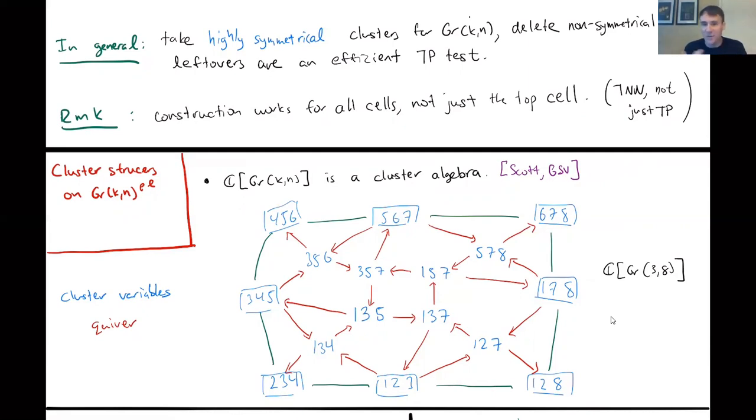To specify a cluster structure, you need to describe some initial seeds, and here's an example of an initial seed for Gr 3,8. It's Gr 3,8 because I have the numbers 1 up to 8 appearing. These are all Plücker coordinates, by the way. I've just written 135 to mean delta 135. And it's Gr 3 because there are 3 numbers in the Plücker coordinates. Okay, and so in blue are the cluster variables, and in red is the quiver. And on the outside are the frozen variables.